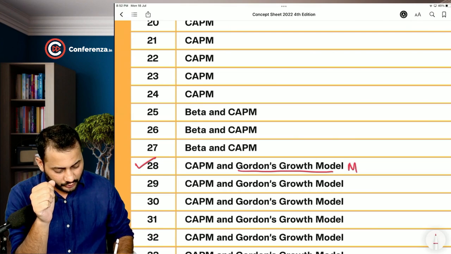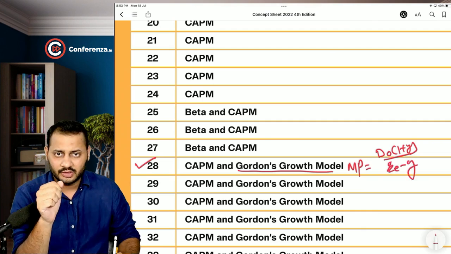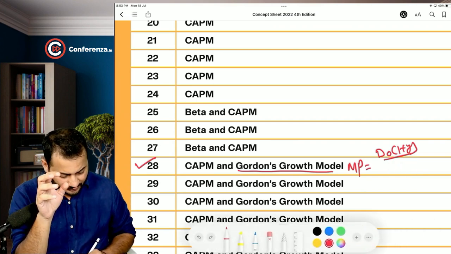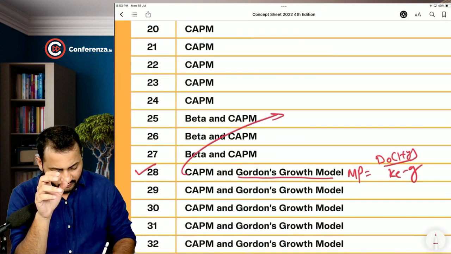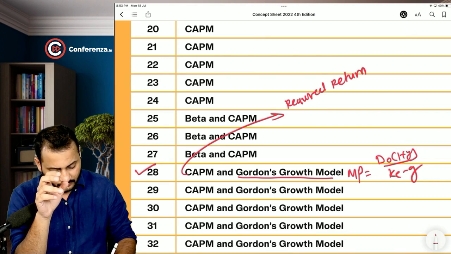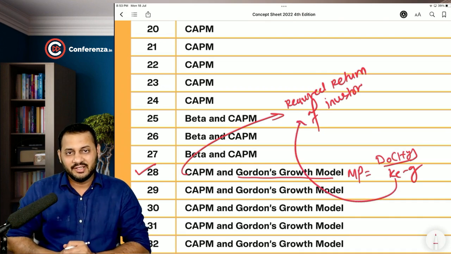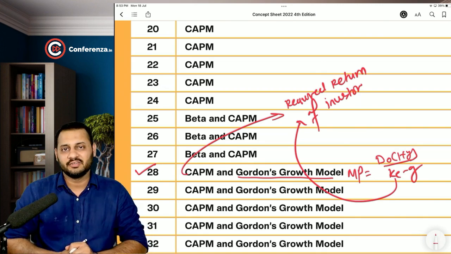Gordon's growth model was used to calculate the market price, and the formula was D0 in bracket 1 plus growth divided by cost of equity minus growth. So how will CAPM be useful in this formula? I will tell you. With the help of CAPM, we calculate the required return of the investor, and cost of equity also means the same. It is the cost to the company, but it is a required return of the investor.